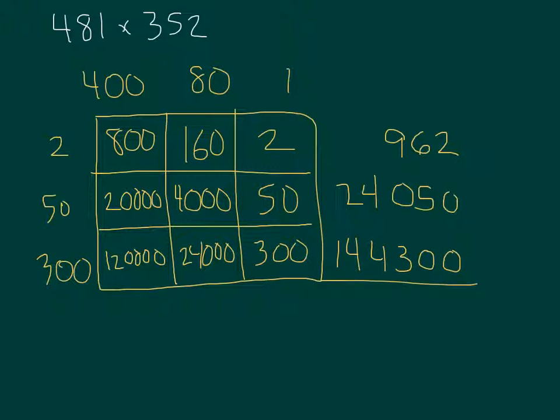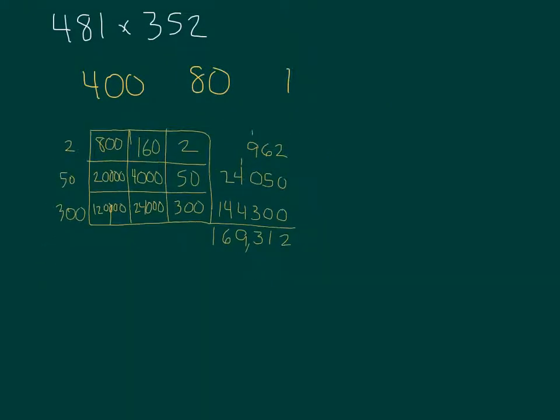Adding up, going down, I get 2, 11, 13, 9, 6, 1, 169,312. So now what I'm going to do, make that smaller up here and out of the way.